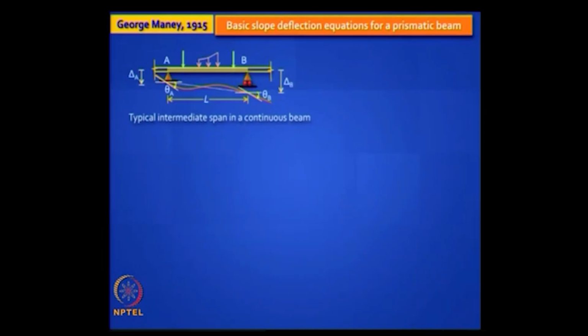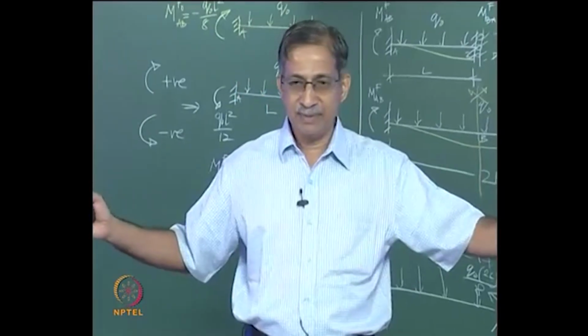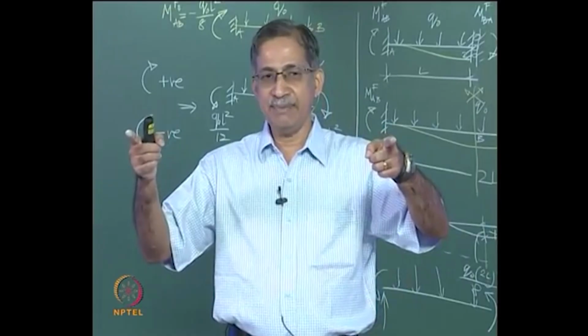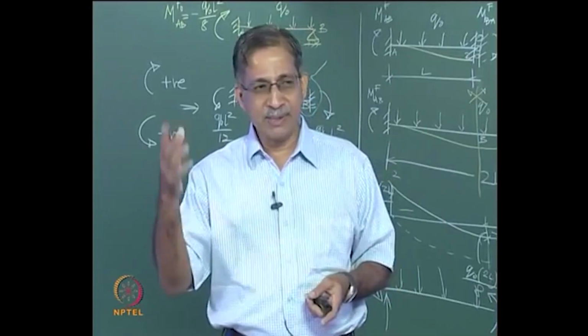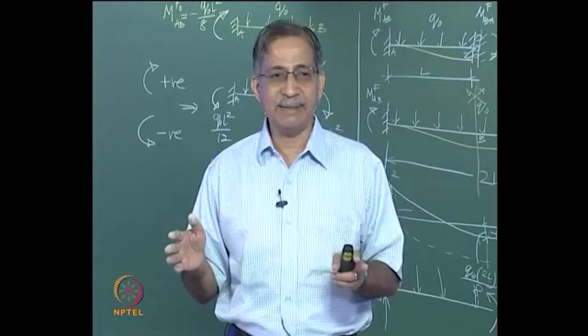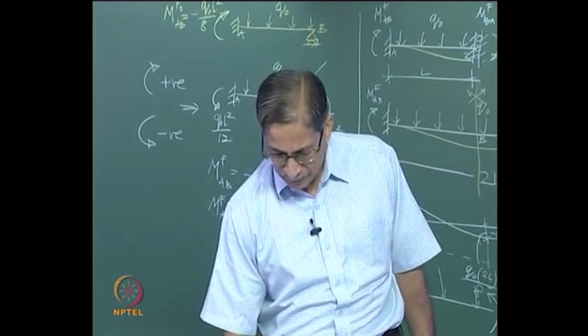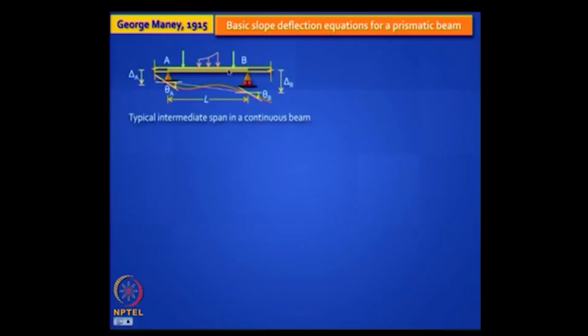Now this is how George Maney proposed this method. He derived some basic slope deflection equation for a prismatic beam. Now let us imagine you have a continuous beam or a beam which is part of a frame, it is the same thing, it does not matter. Let us take a continuous beam, and let us take some intermediate beam in that system called AB, right. You remember we wrote the three moment equation earlier, well it is similar to that. And let us imagine the worst kind of loadings possible, very messy intermediate loads.